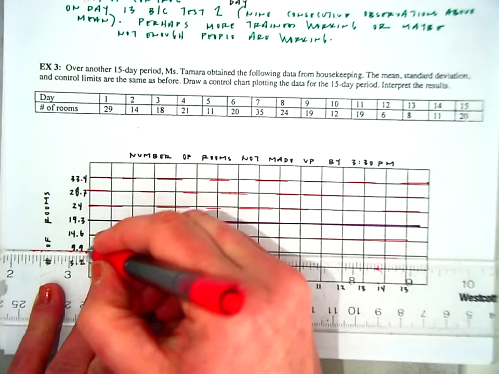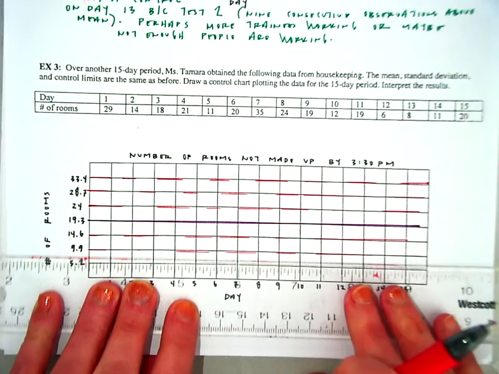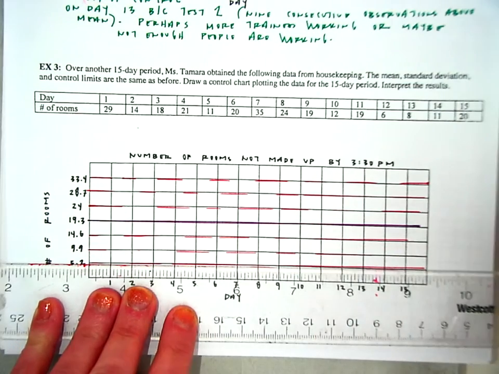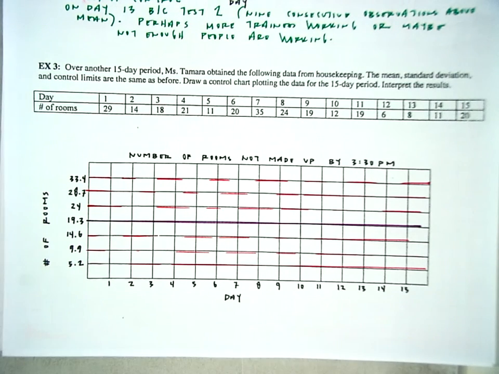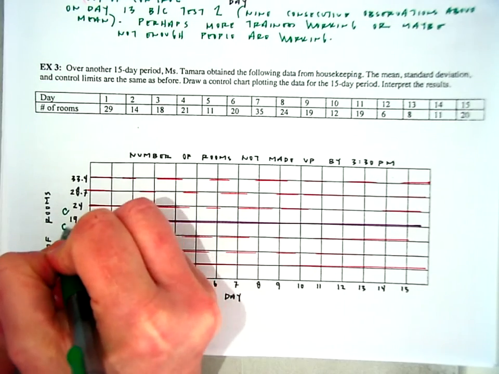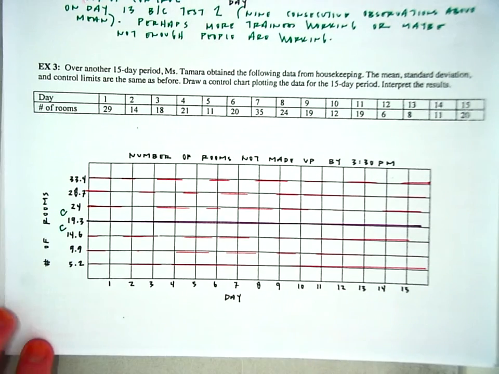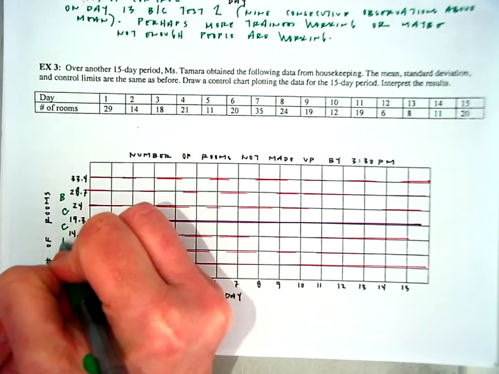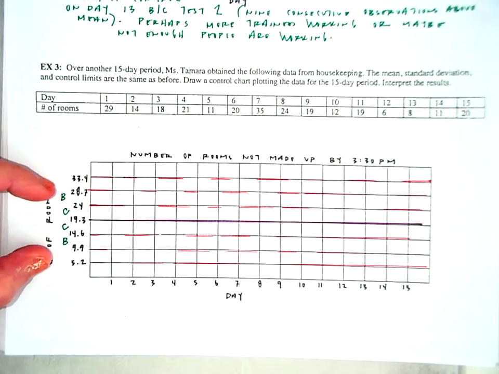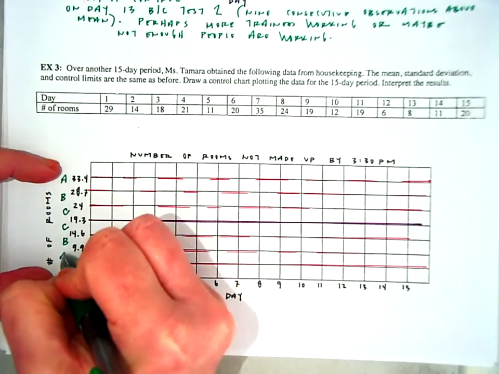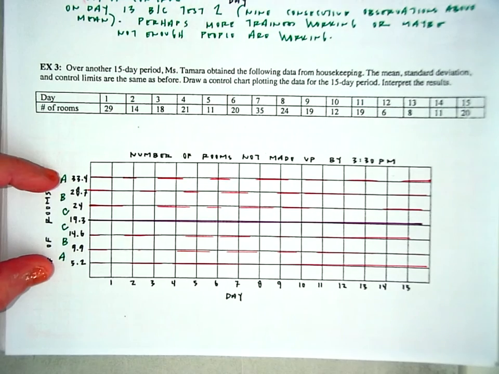Trying to move fast. Okay, and then I need to do the zones also. So here, C and C, right, because I'm close to the mean. I'm within 1 standard deviation of the mean. And then as I move out, B and B, and from here to here, 2 standard deviations from the mean. And then here to here, A, 3 standard deviations away from the mean.